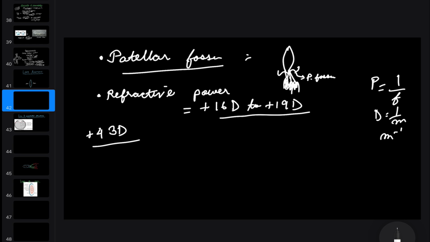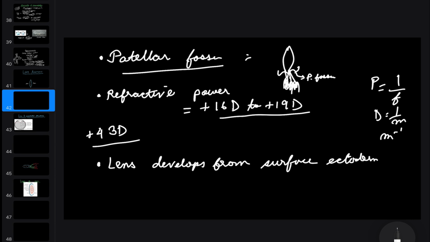Now, another interesting thing about the lens, as far as its embryogenesis is concerned, is that the lens develops from something called the surface ectoderm. We know ectoderm, mesoderm and endoderm. These are the three gestational layers from which the different structures in our body emerge. Surface ectoderm is where the lens actually develops from.